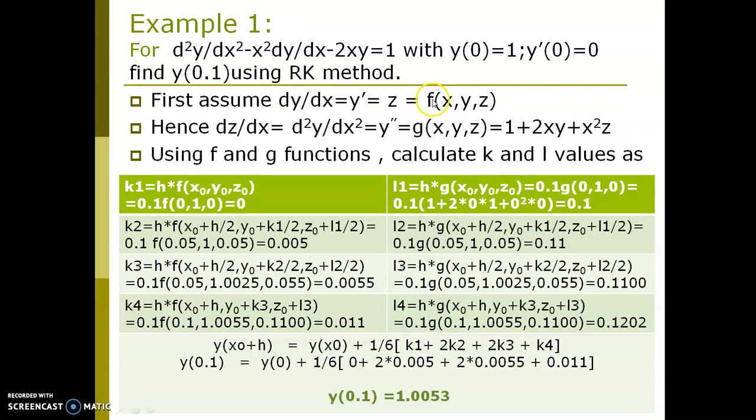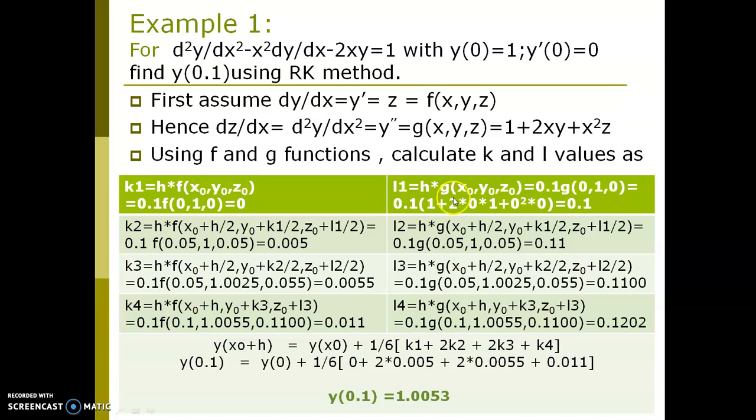the second function. So when we say first function is f of xyz equal to z, g of xyz equal to 1 plus 2xy plus x square z. Now henceforth we will be using these two equations for evaluation for calculation of k1, k2, k3, k4 and L1, L2, L3, L4 respectively. And every time while incrementing the variables, the first value of k1, since z0 is 0, y0 is 1, x0 is 0, k1 value becomes 0 because z0 is 0.